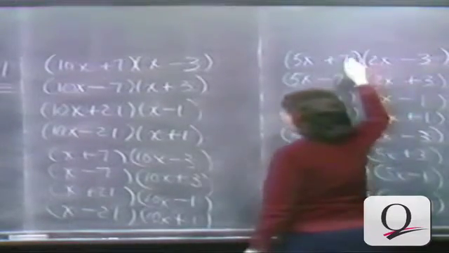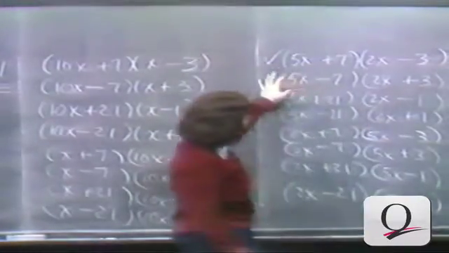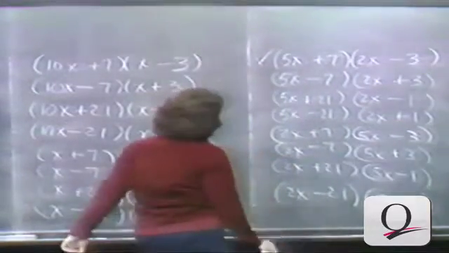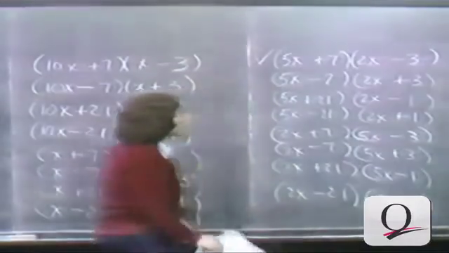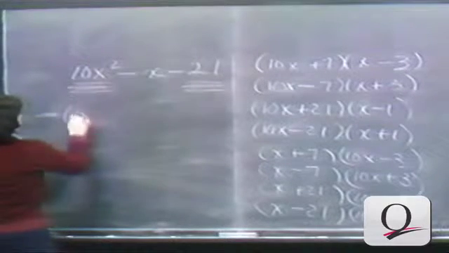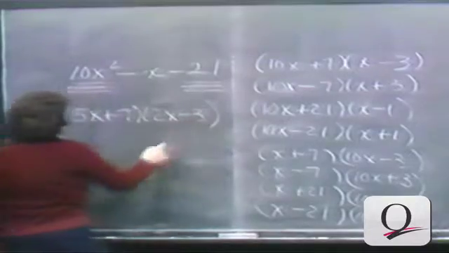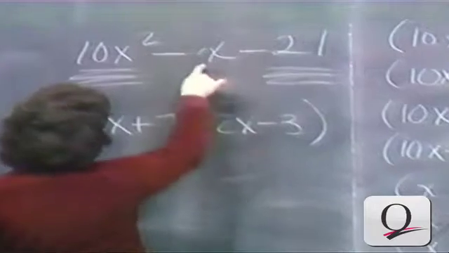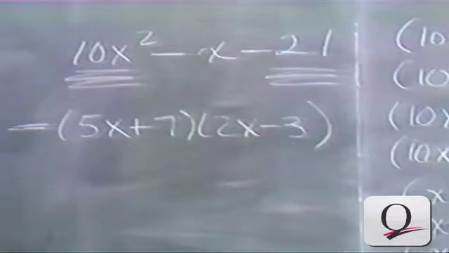Minus 15 and plus 14. This is the correct one. Usually it's the end, but it's not so bad here. Minus 15 and plus 14 gives us the minus 1x we were looking for. This would give you the plus x. You can try the other ones if you want. That's the only one that works. So the answer to this problem is 5x plus 7 times 2x minus 3. That's 10x squared minus 15x plus 14x, that's minus 1x, minus 21.